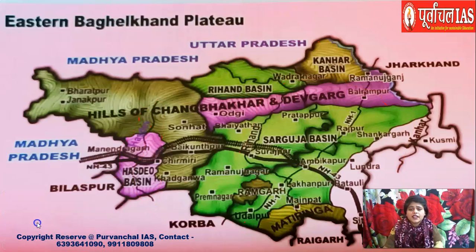Now we have also seen that we have hills, these are the hills of Changbakar and Devgarh. Devgarh mountain is the highest peak in the Korea district. Here is Sonhat, from where the Gopad river originates, very important. This is the Sonhat plateau. Then you have this Sarguja basin.